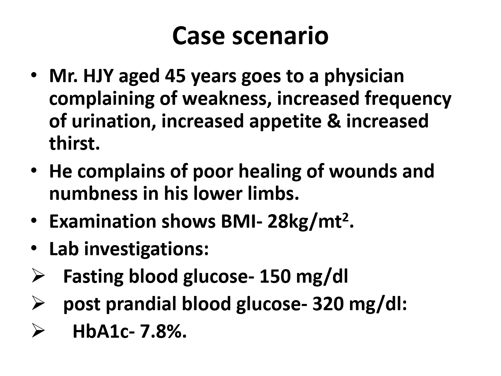Mr. H. Jayawal, age 45 years, goes to a physician complaining of weakness, increased frequency of urination, increased appetite and increased thirst. He also complains of poor healing of wounds, numbness in his lower limbs. Examination shows body mass index 28 kg per meter square. Lab investigation shows fasting blood glucose 150 mg per deciliter, postprandial blood glucose 320 mg per deciliter, glycated hemoglobin 7.8%.